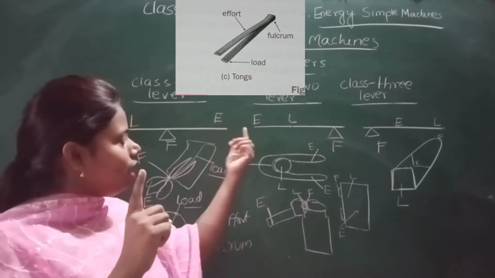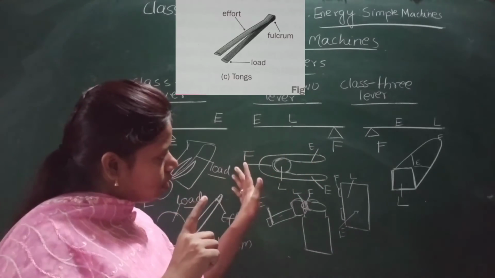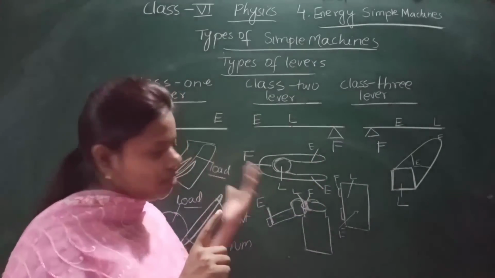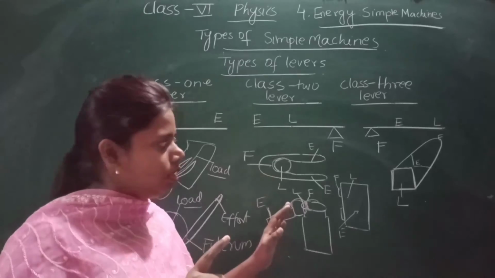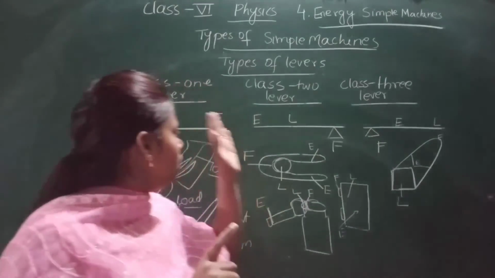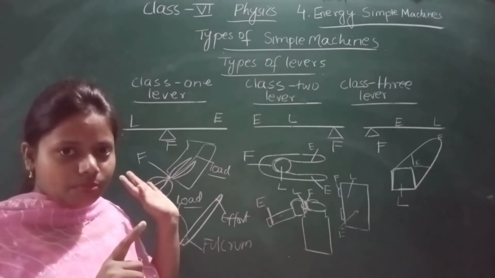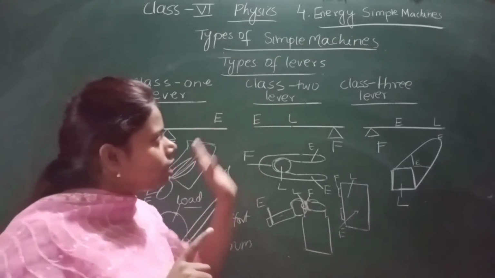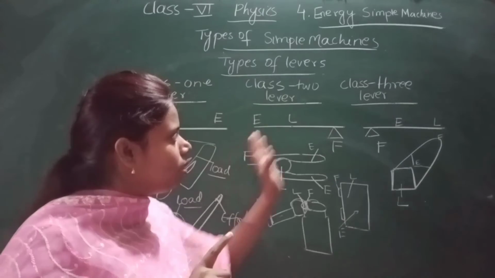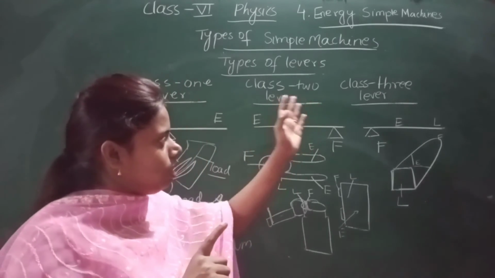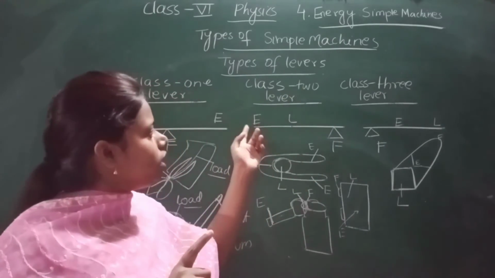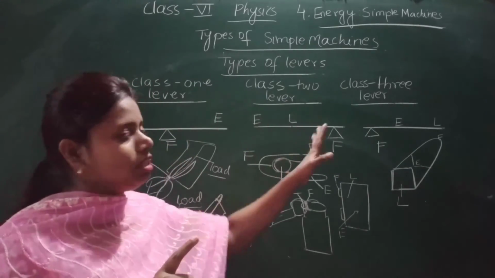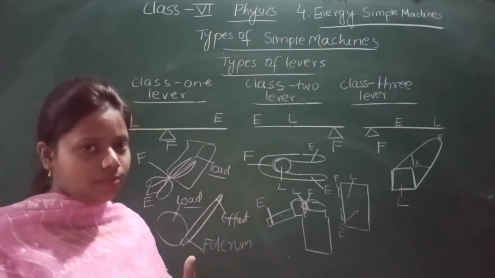Don't think that here effort is there, in every case effort will be this side only. It can be any side. Effort can be any side. Fulcrum can be any side. But load should be in the middle in one case, effort in another, fulcrum in another. In case of class 1 lever, fulcrum should be in the middle. In case of class 2 lever, load should be in the middle. In class 3 lever, effort should be in the middle. The others can be on any side, but this one in each class should be in the middle.